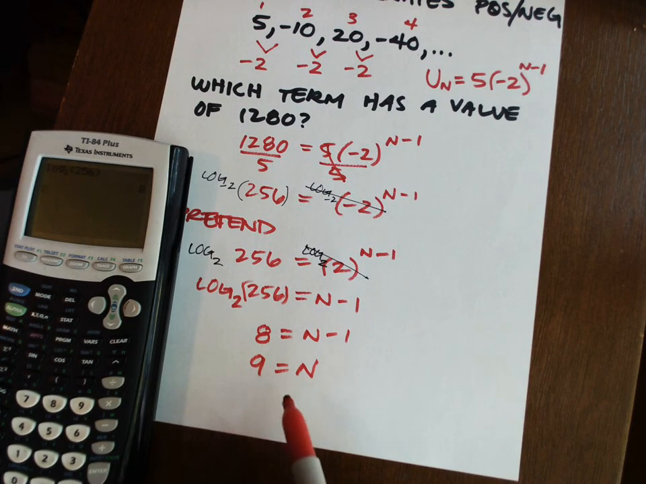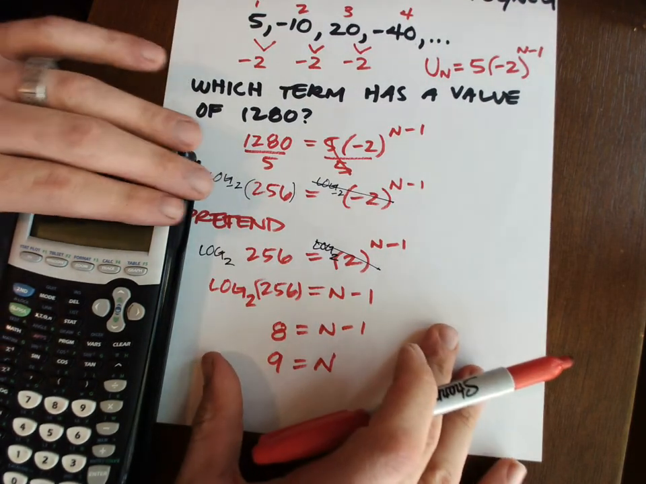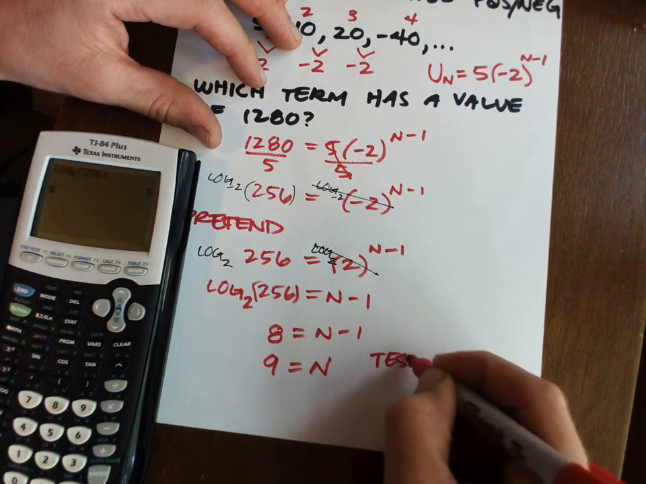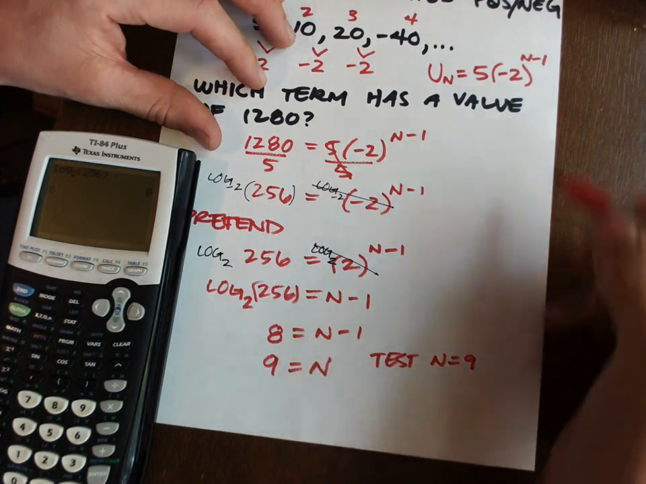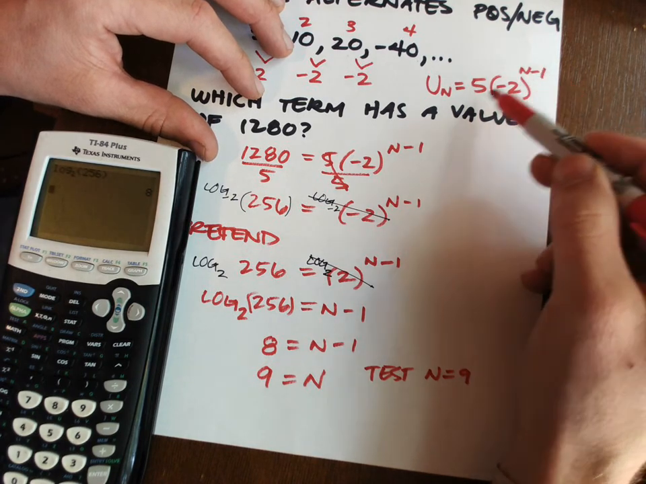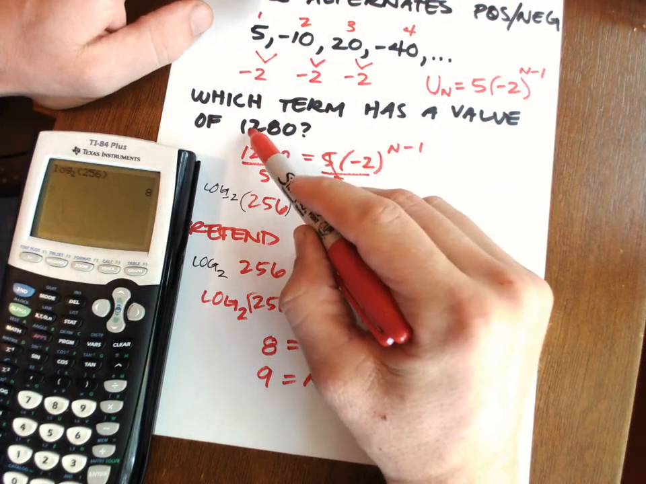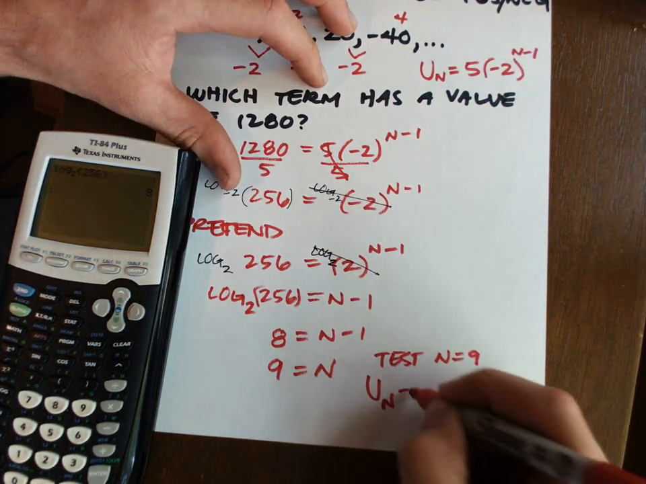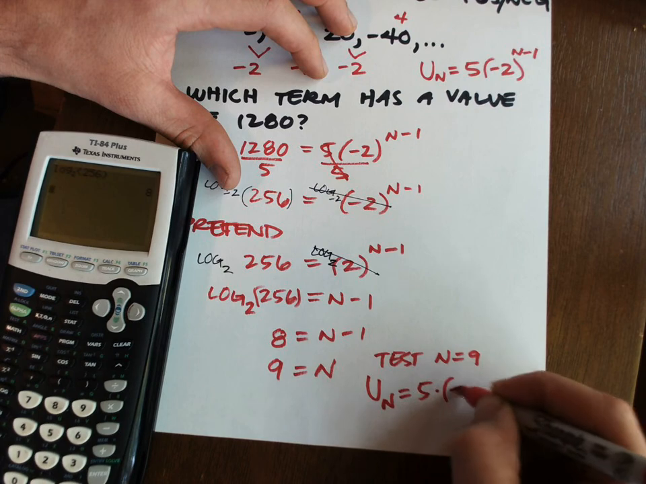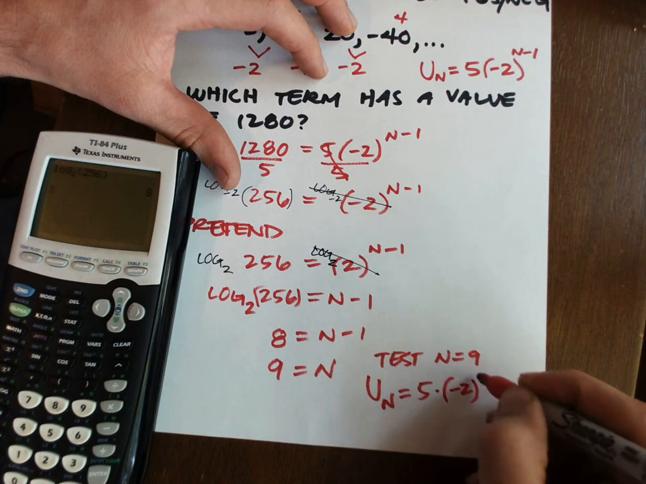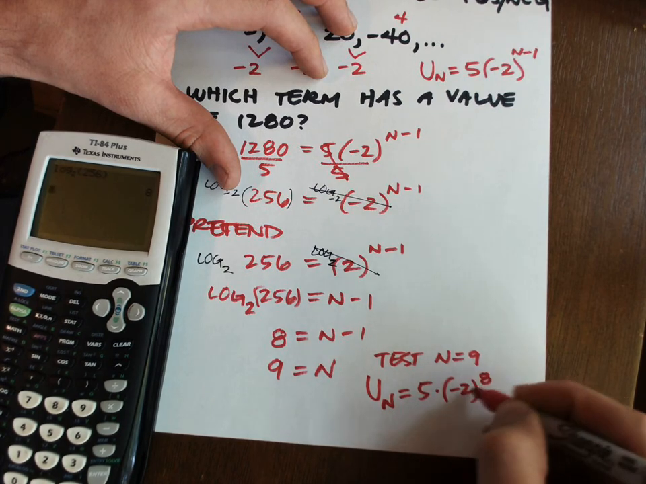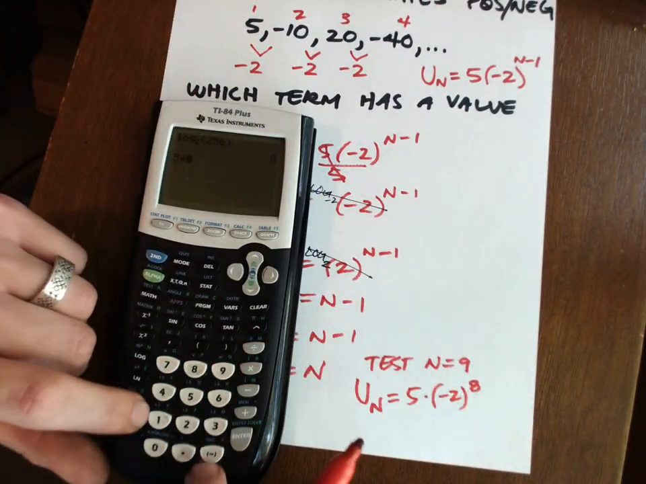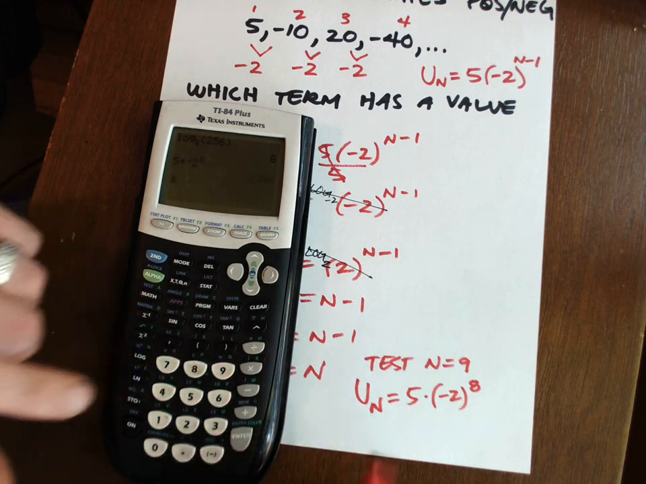Now, just to show that it didn't make a difference for us to pretend that it was positive in the first place, let's go ahead and plug it back in. We're going to test n equals 9 in our original formula. If we plug this in, it should produce a positive 1,280. So u_n equals 5 times -2 to the n minus 1, which is 8, to the 8th power.